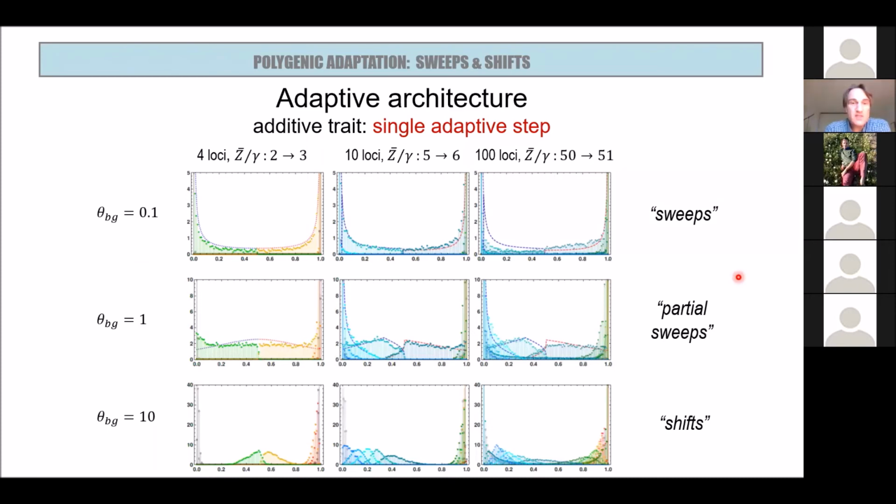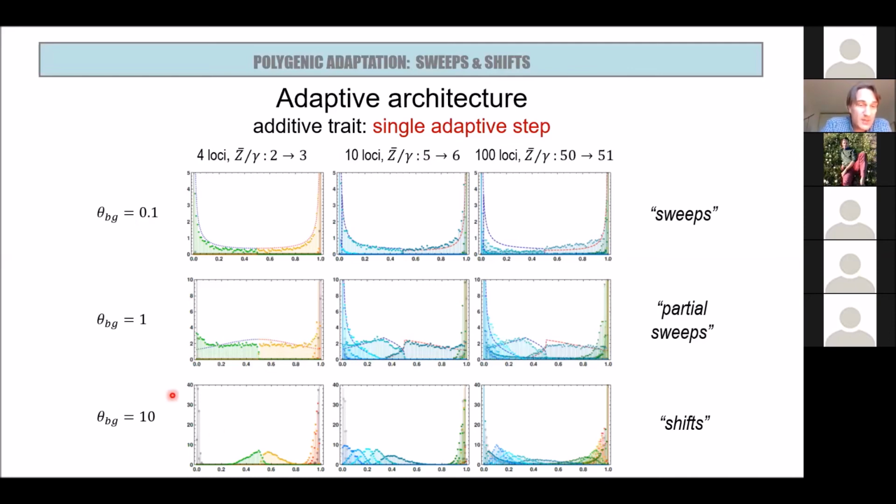We see that at theta background 0.1, it's this sweep-like pattern. One locus does this change almost alone on this side, and all the others sit here. So there's nothing really in the middle. And this is true whether we have 4 loci, or 10 loci, or 100 loci. So the number of loci doesn't matter. Once we keep this theta background fixed, the number of loci doesn't really change the qualitative picture of the genetic architecture.